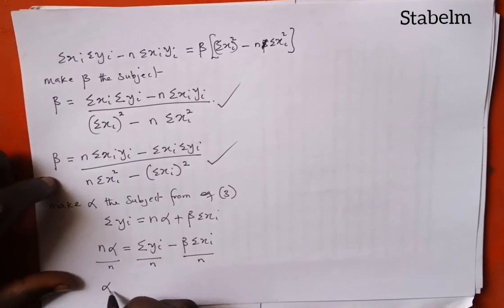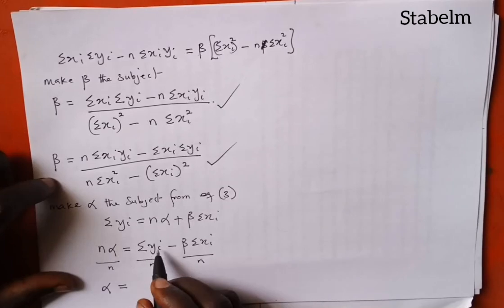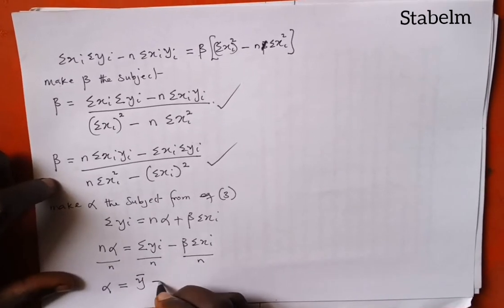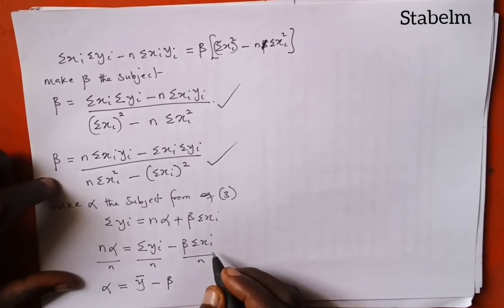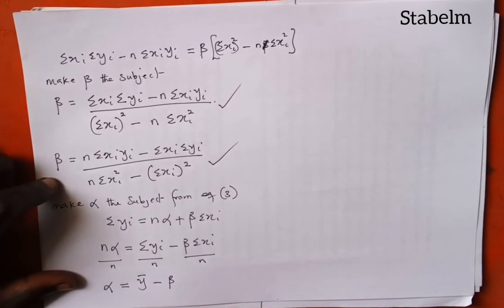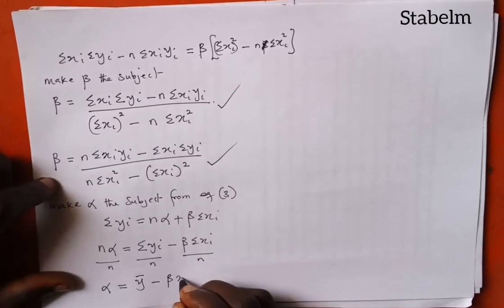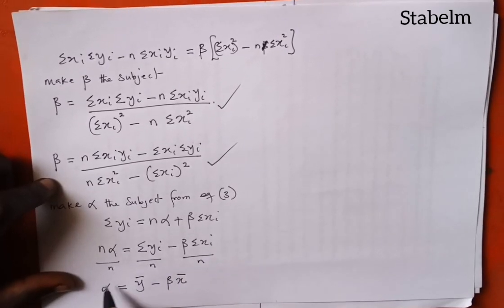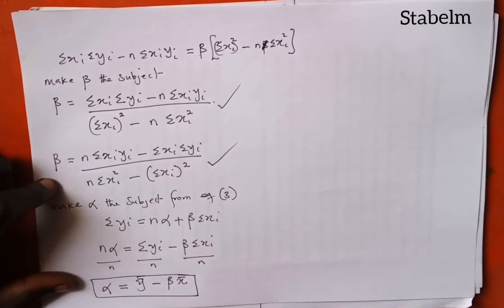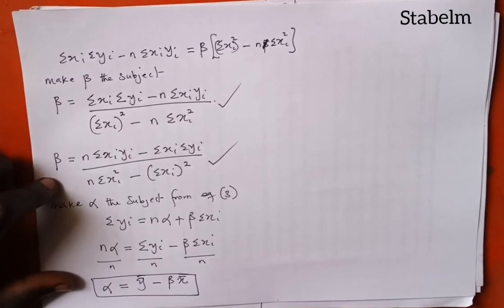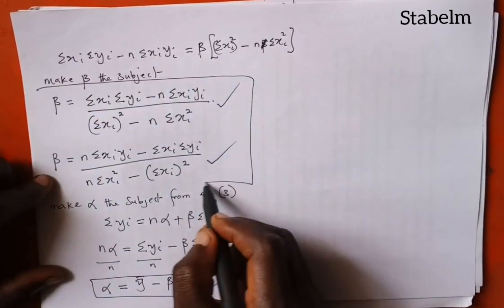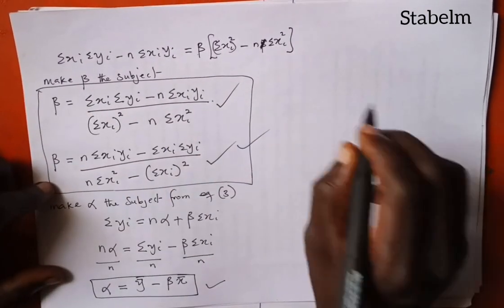So we're going to have alpha equals summation yi over n, that is y bar, minus beta summation xi divided by n, that is also x bar. So this is y bar, x bar. This is the equation to find alpha, and this one here is the equation to find beta.